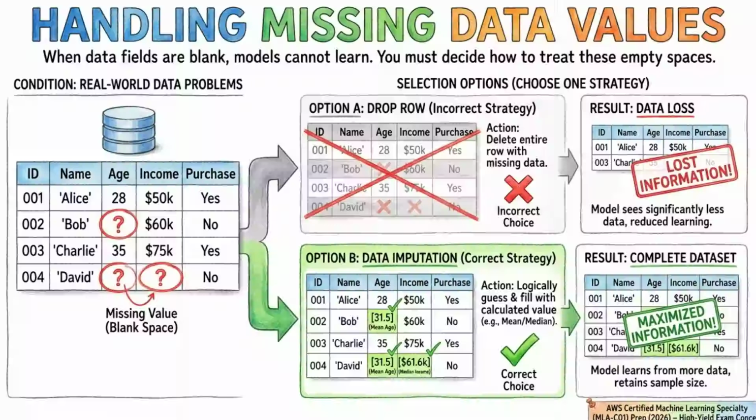As you explore real-world data, you will quickly discover that it is rarely perfect, and missing values are one of the most common problems you will face. A customer might forget to fill out their age on a form, leaving a completely blank space in your database. You cannot simply feed blank spaces into a mathematical model, so you must decide how to handle these missing data points. A very common exam question will test your knowledge of when to completely drop a row with missing data versus when to logically guess the missing value, a process formally known as data imputation.